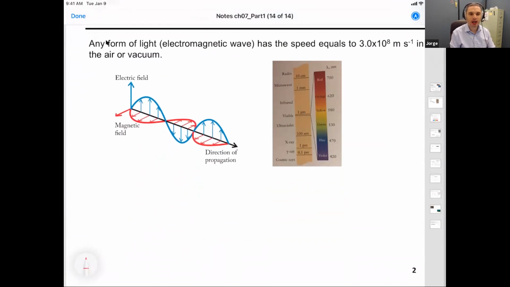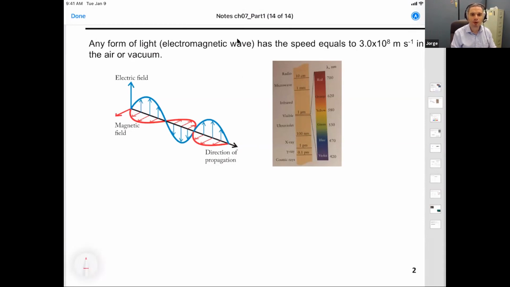So let's shift our attention to light, because that's what we are going to use in the future. Any form of light, which is an electromagnetic wave, has the speed equal to 3 times 10 to the 8 meters per second in the air or in the vacuum. So any form of light will travel at 3 times 10 to the 8 meters per second. And that's the highest speed possible.